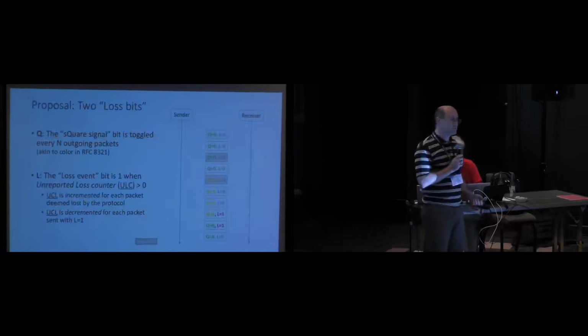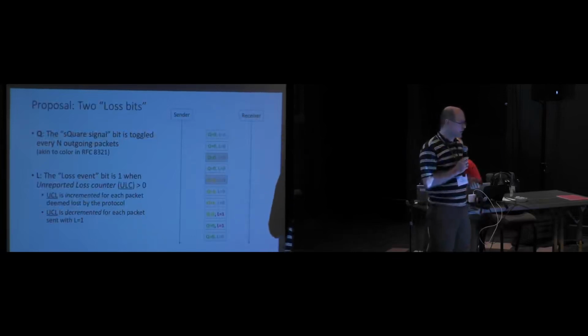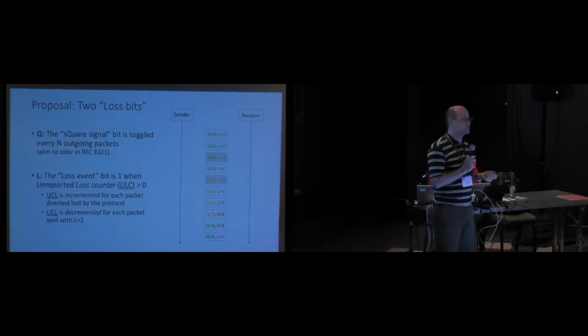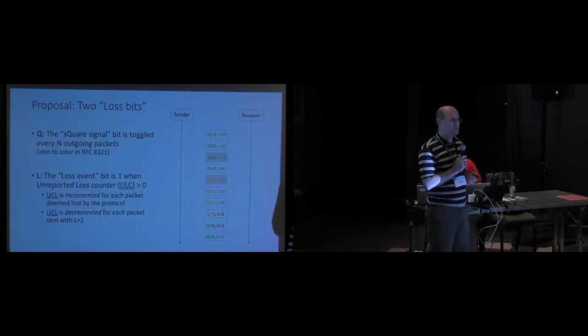And we propose a solution that uses 2 bits. One bit is a Q bit, which stands for square signal. It's very simple. That's n, send 64. When you're sending packets, 64 of them have 0 Q bit, 64 have 1, 64 have 0, and so forth.